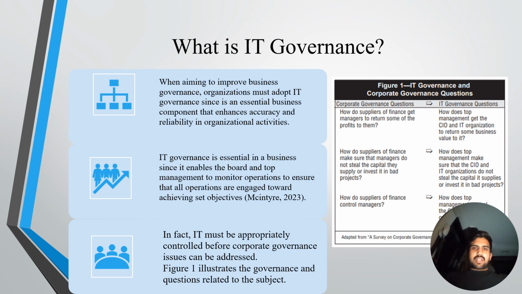The second is what is IT governance. So, when aiming to improve business governance, organizations must adopt IT governance since it is an essential business component that enhances accuracy and reliability in organizational activities. IT governance is essential in a business since it enables the board and top management to monitor operations to ensure that all operations are engaged toward achieving set objectives. In fact, IT must appropriately control before corporate governance issues can be addressed.